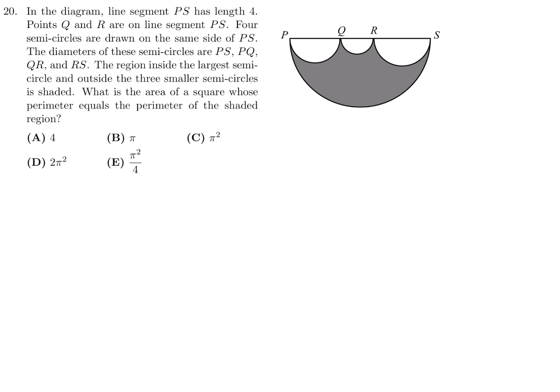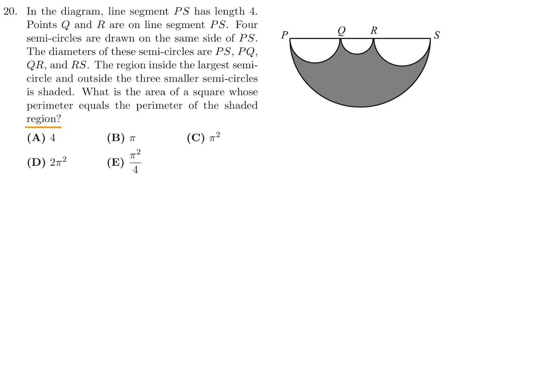In the diagram, line segment PS has length 4. Points Q and R are on line segment PS. 4 semicircles are drawn on the same side of PS. The diameters of these semicircles are PS, PQ, QR, and RS. The region inside the largest semicircle and outside the 3 smaller semicircles is shaded. What is the area of a square whose perimeter equals the perimeter of the shaded region?